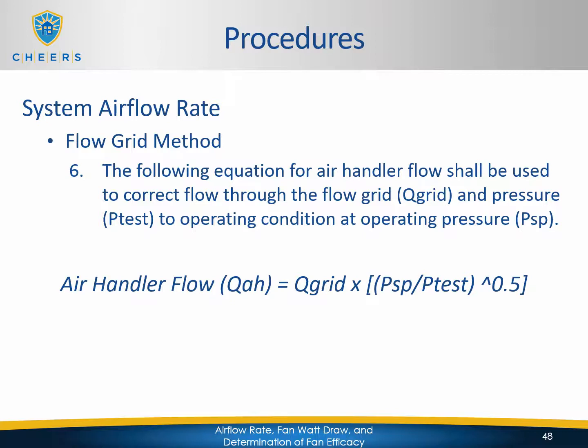The following equation for the air handler flow shall be used to correct flow through the flow grid, which is the Q grid, and the pressure, which is the P test, to operating conditions at operating pressure, which is PSP. So the formula is air handler flow, which is QAH, just like before, equals the Q grid times PSP divided by P test raised to the 0.5th power.